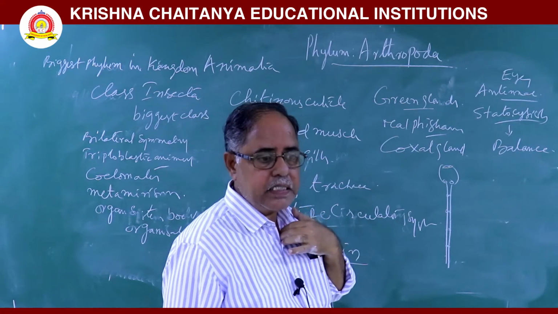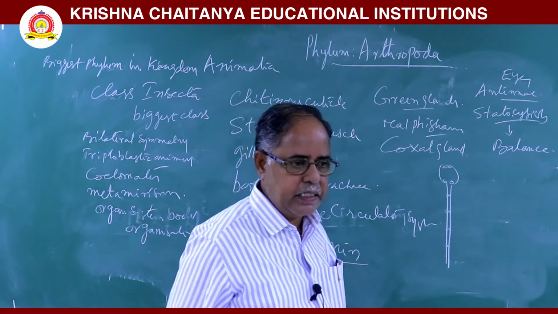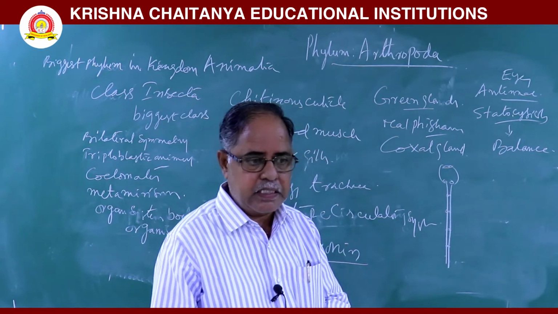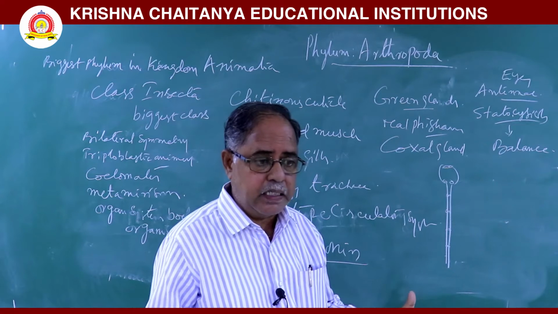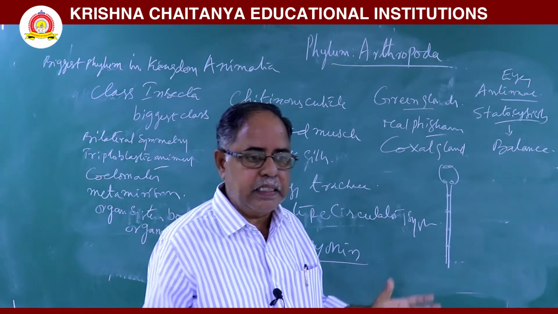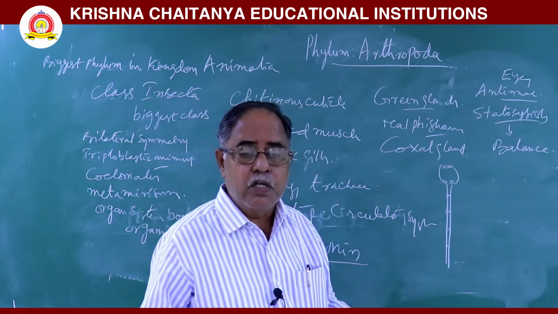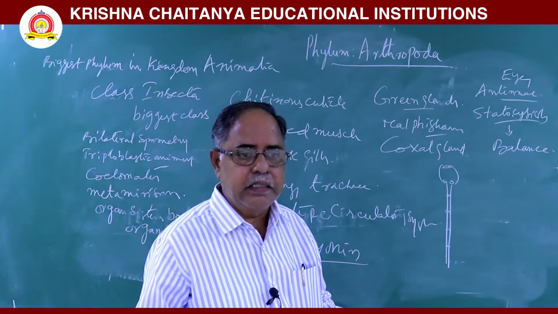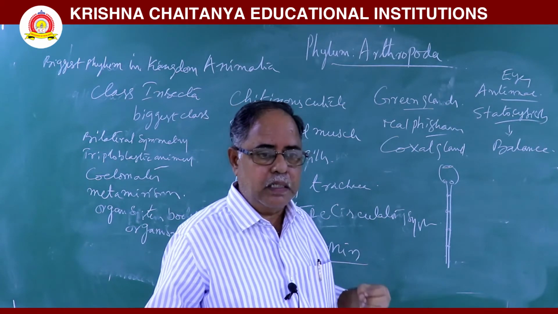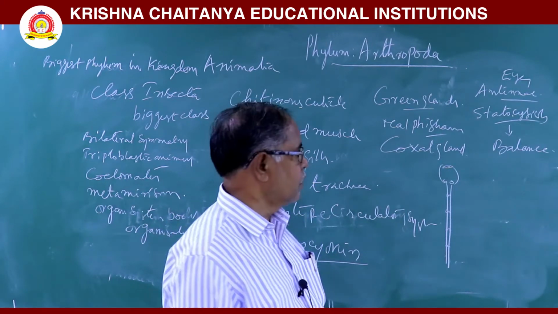Next, these are dioecious animals. Sexual reproduction occurs here. They are dioecious, that means sexes are separated, or unisexual animals. Internal fertilization occurs, and during developmental stages many larval forms are there. These larval forms undergo metamorphosis and finally the adult is formed.